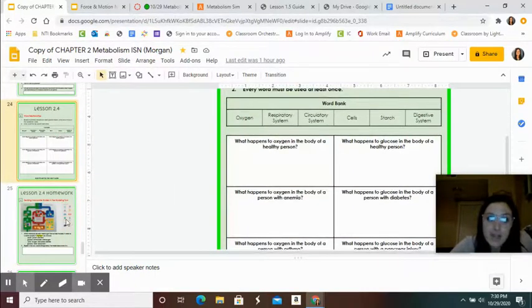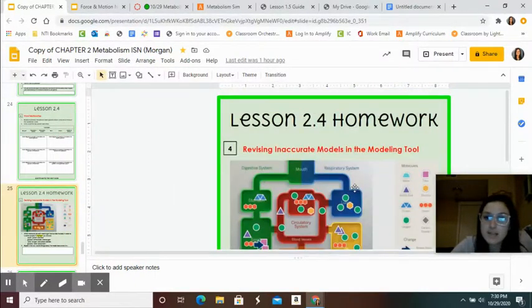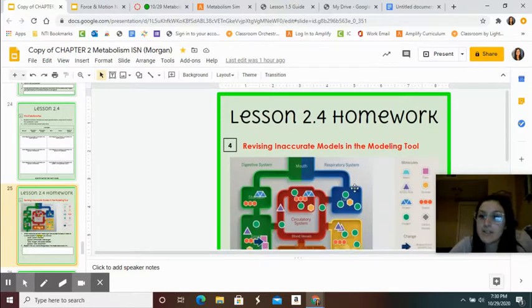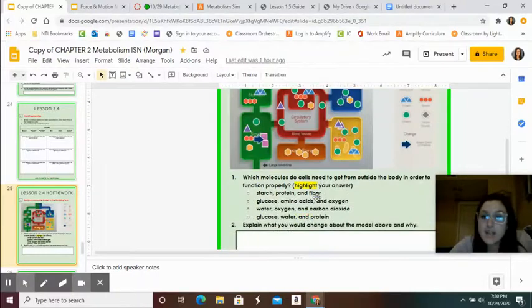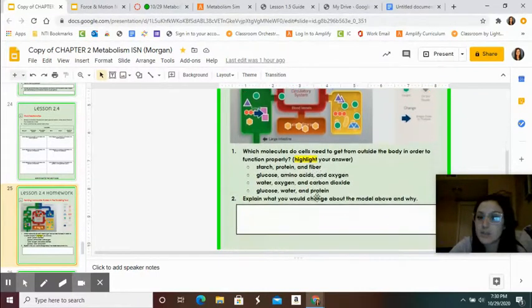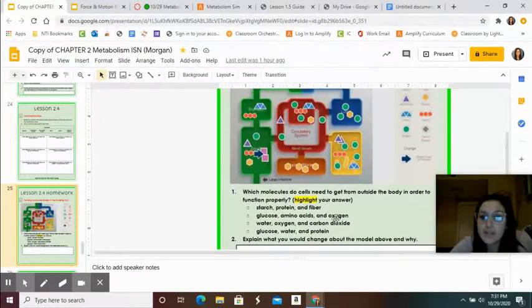And then your homework was this: you are revising this inaccurate model, very similar to the warm-up. Something is wrong with this, so you need to figure out what's wrong with it and explain what you would change about it. And then that is it for today's lesson.